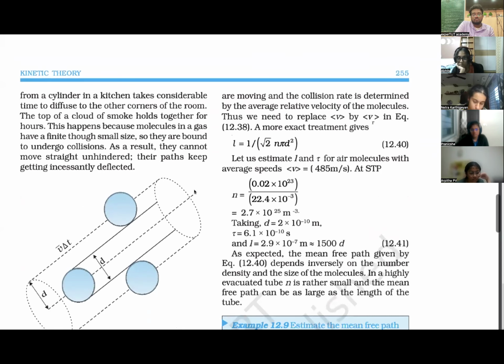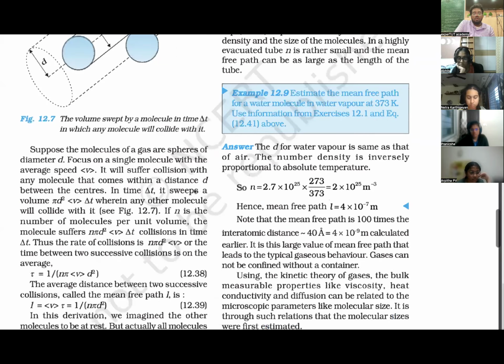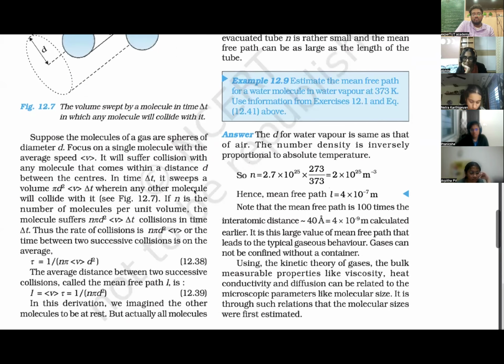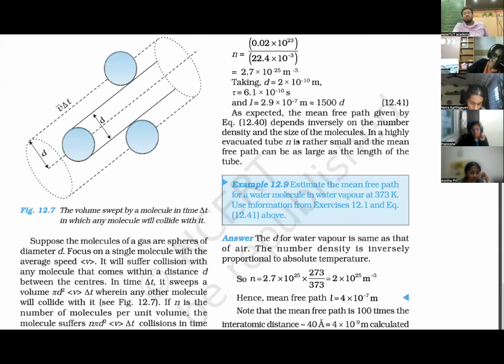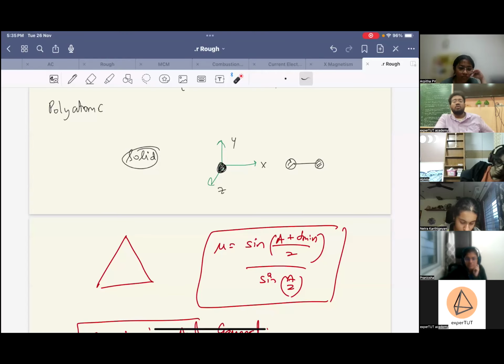Okay. So we are trying to get an idea of how much is the mean free path and what is the relaxation time. Okay, first, mean free path. Write this definition.